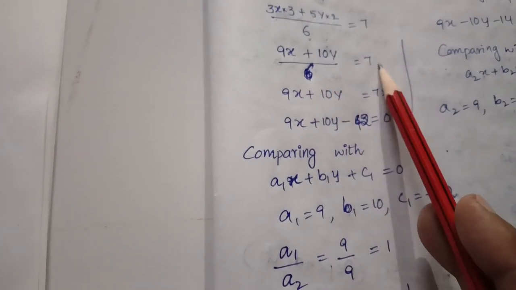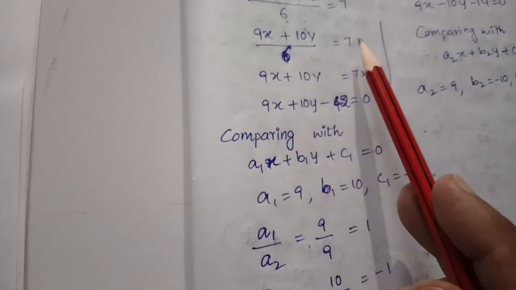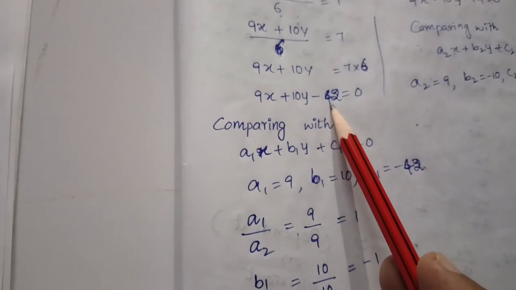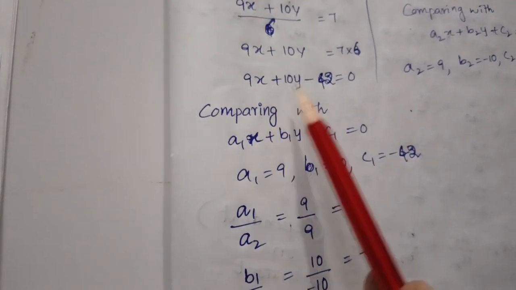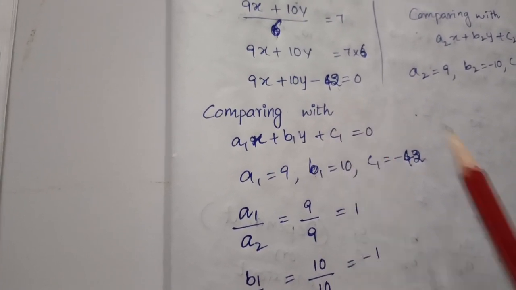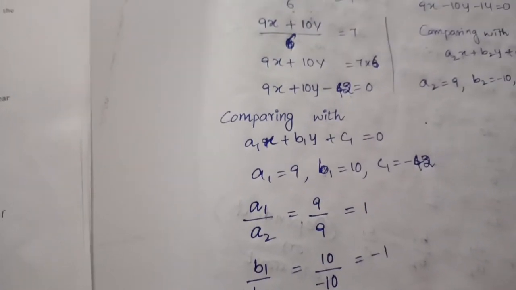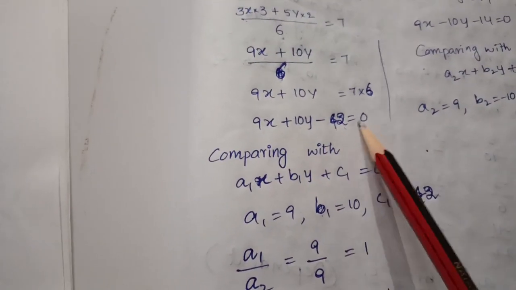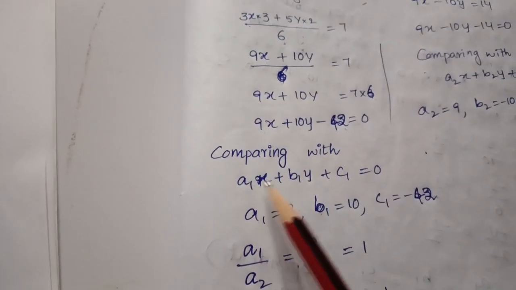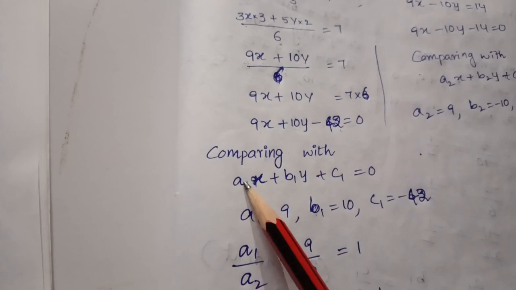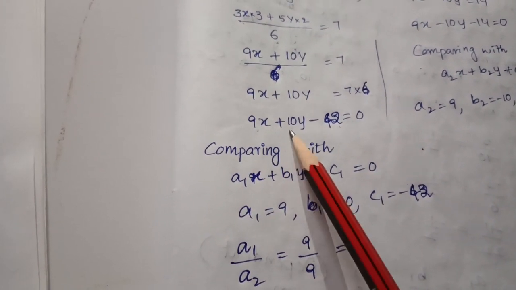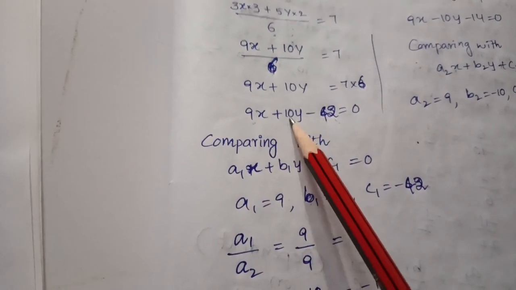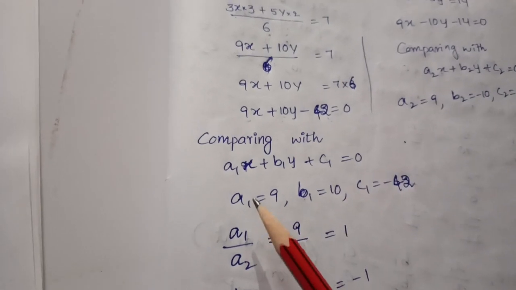6 is transposing RHS. 6 here, 7 into 6. So 7 6's are 42. 42 transposing LHS minus 42. So 9x plus 10y minus 42 equals 0. Comparing with A1x plus B1y plus C1 equals 0. In A1 position 9 is there, B1 position 10 is there, C1 position minus 42 is there. So A1 equals 9, B1 equals 10, C1 equals minus 42.